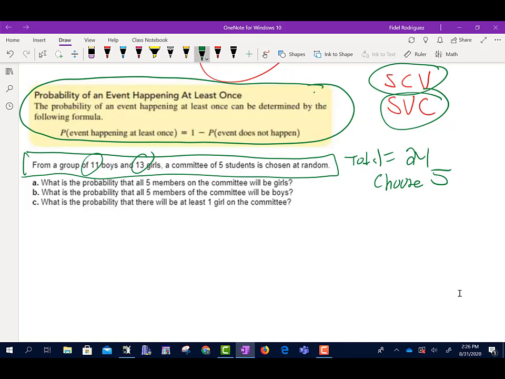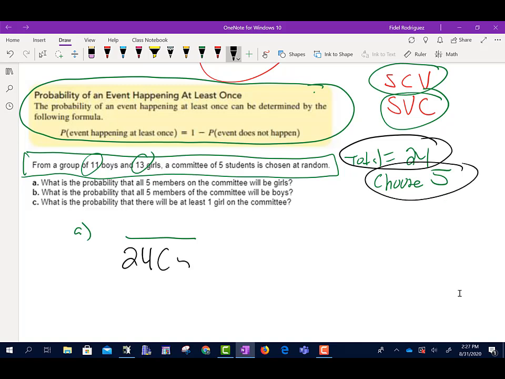So when I'm dealing with probabilities, remember, a probability is always going to be a fraction. The easiest thing for me to do, first off, is to do the denominator. So the denominator would say, well, look, we have a total of 24, and we're going to choose 5. So this is what my denominator would look like, okay? Now, I'm going to work on my numerator. When I work on my numerator, look at part A.